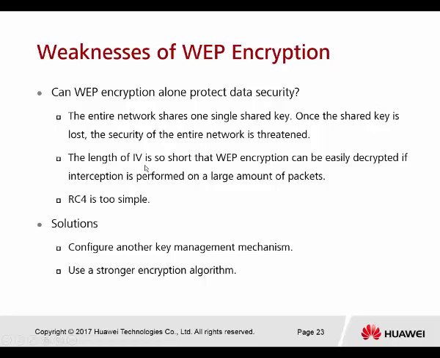The length of the IV is so short that WEP encryption can be easily decrypted if interception is performed on a large amount of packets. Okay, this is the main problem here. It's very short, only 24 bits. And the formula for the RC4 is too simple. For more information, you can check RC4. I believe on Wikipedia you can find the formula of the RC4. Okay, then the solution.